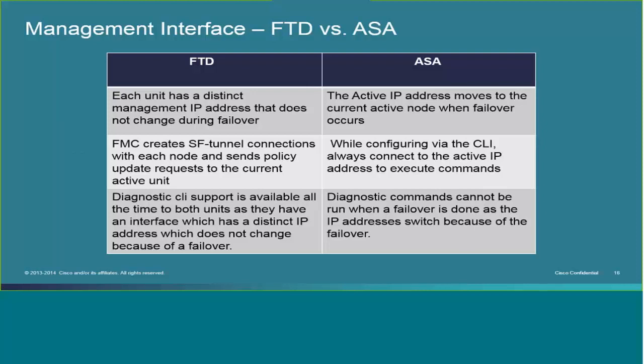In FTD, there is a connection between FMC and the active unit and the standby unit. These are called sftunnel connections. What FMC does is create a policy bundle and send it to the active unit, and it's the job of the active unit to orchestrate the deployment on the standby. While configuring the ASA, you just have to enter the CLI on the active, and those CLI commands will be replicated across to the standby unit.